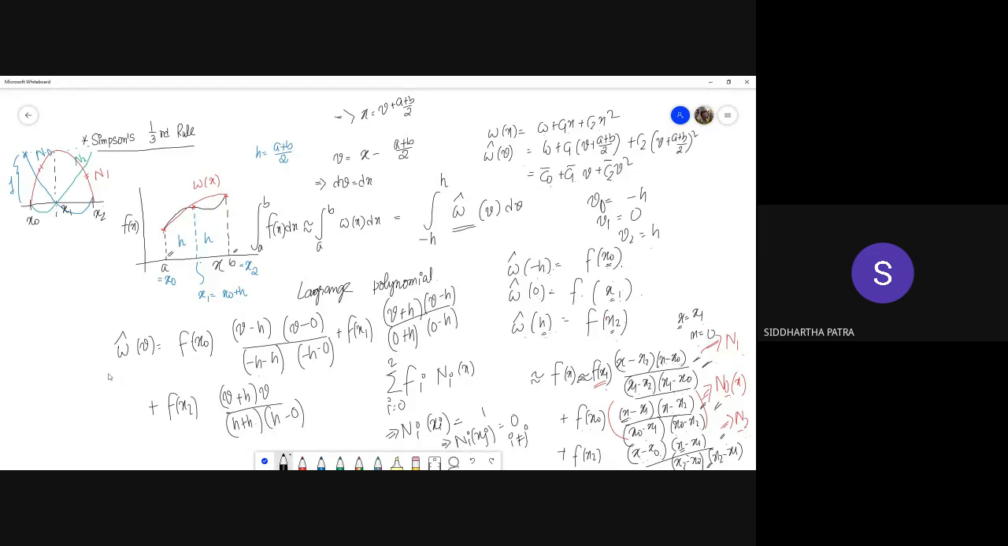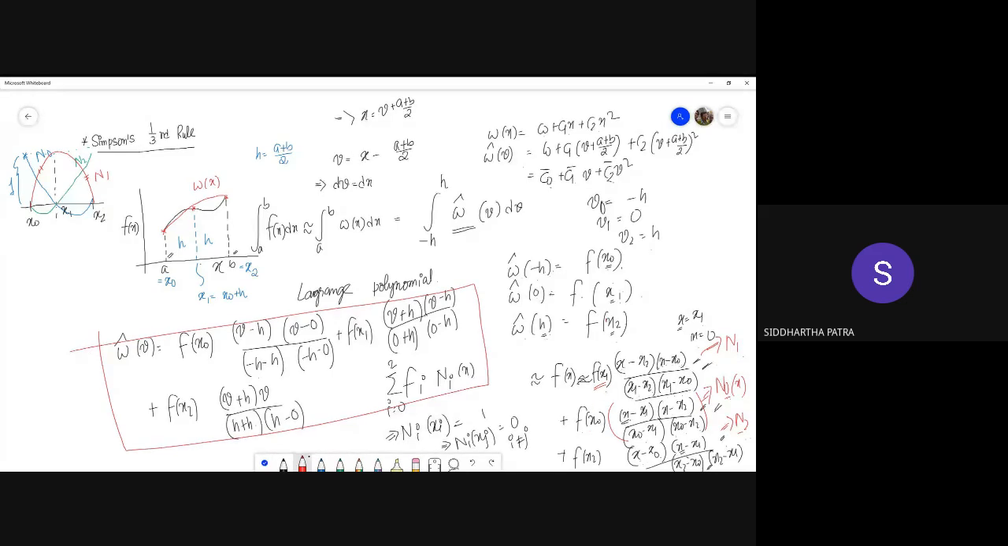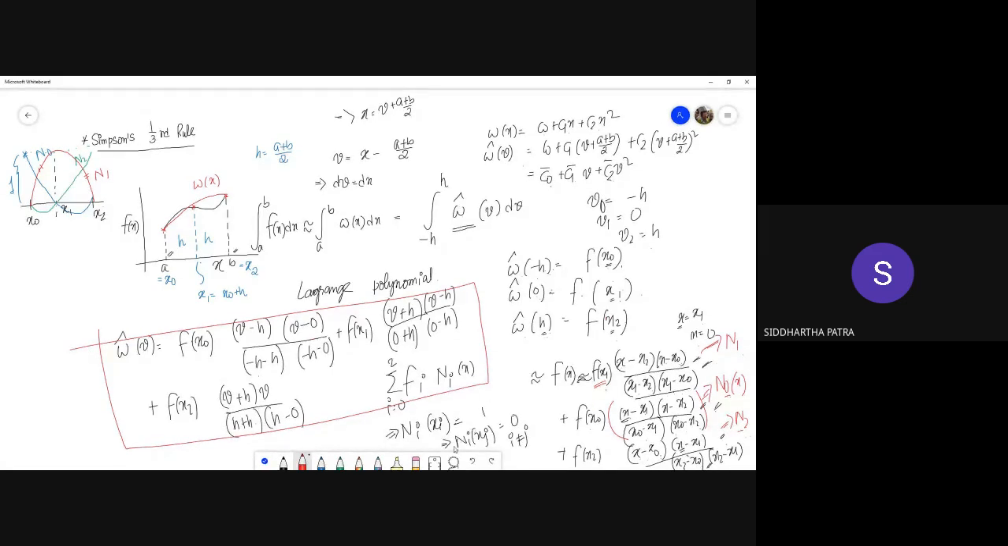Okay. So can you now simplify the expression for w hat of v? Look at the expression for w hat of v, and can you simplify it? Remember, the values of f at x0, f at x1, and f at x2, all these are constants. H is also a constant.